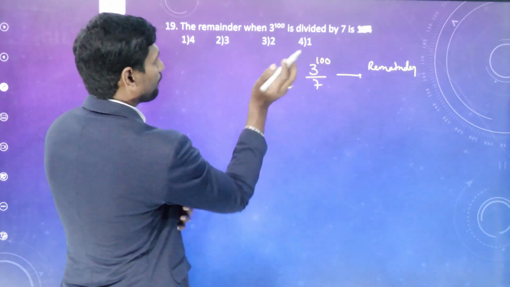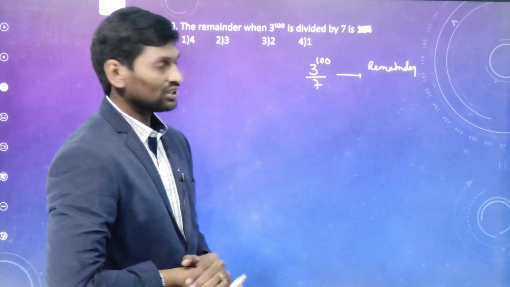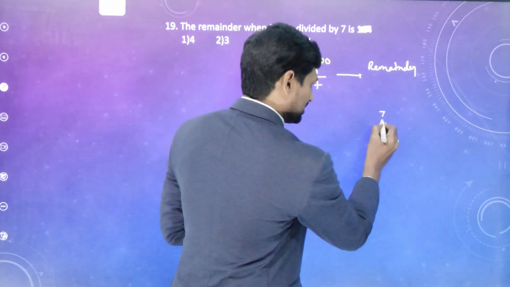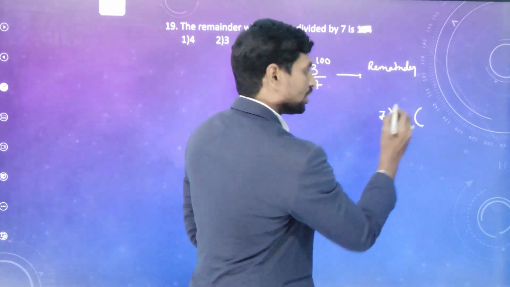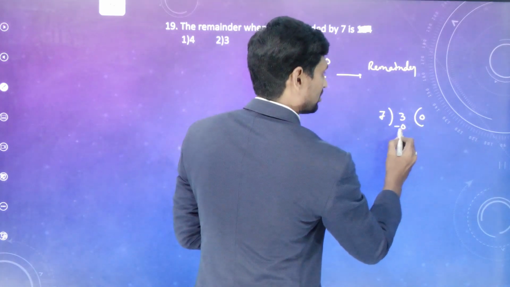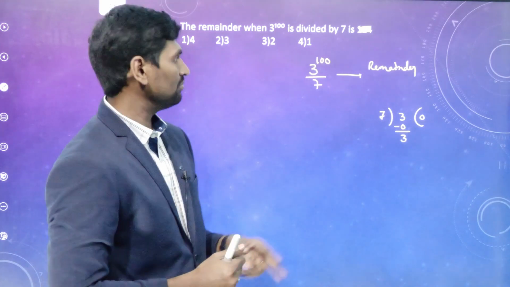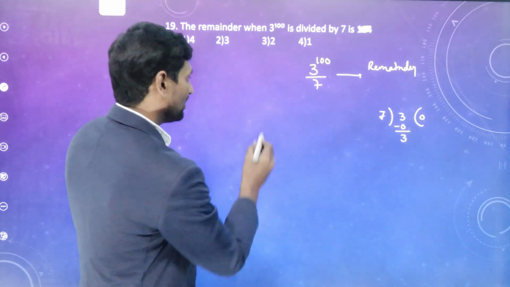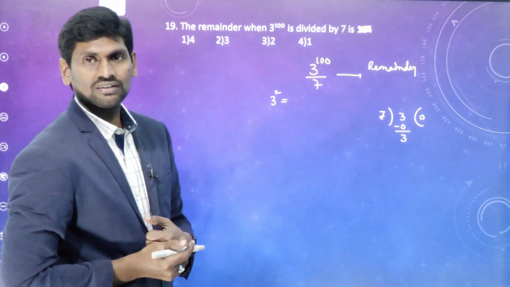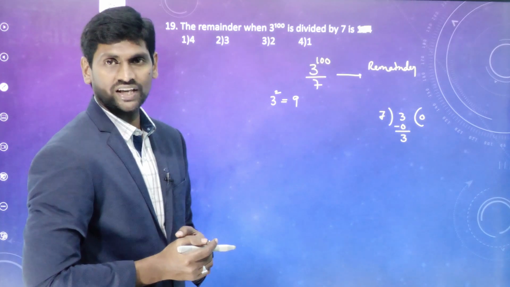So simply, 3 is divided by 7 or not? In the 7 table, negative answers will come, right? Because 3 is smaller than 7. 7 zeros are 0, 3 only the remainder. If you go to the negative value, minus 4 will come. Now let us check 3 square value. 3 square value how much? 9. 3 square value is 9.